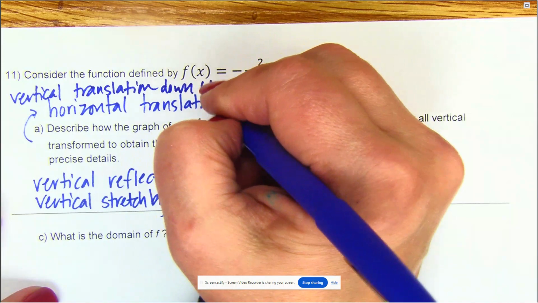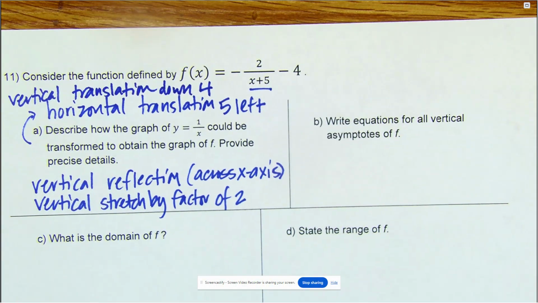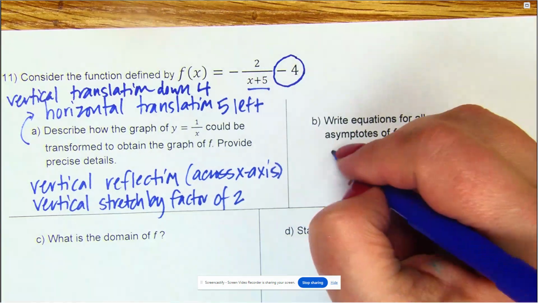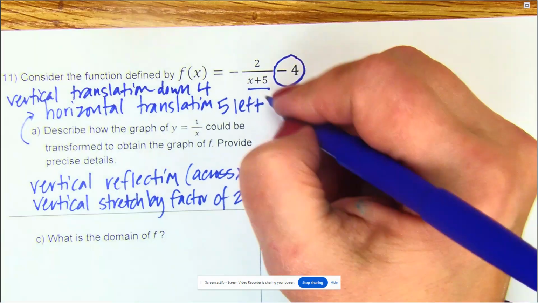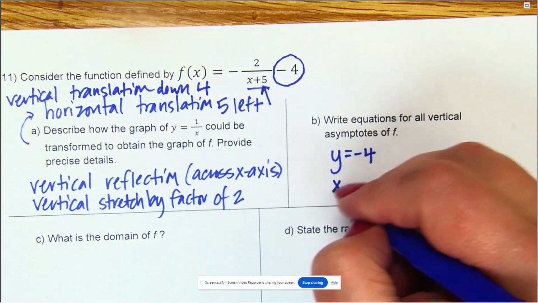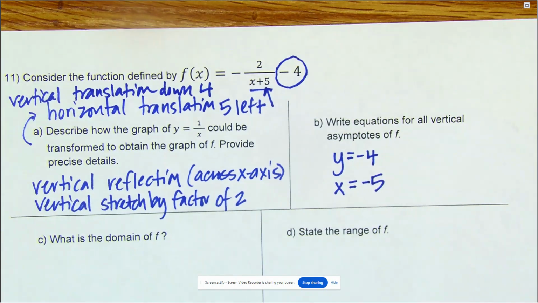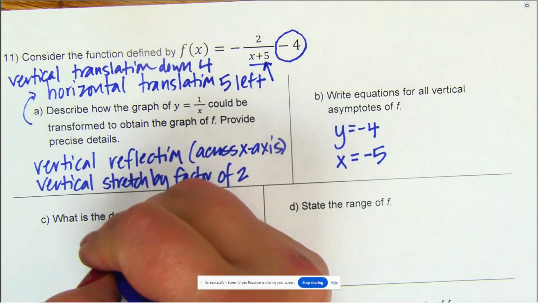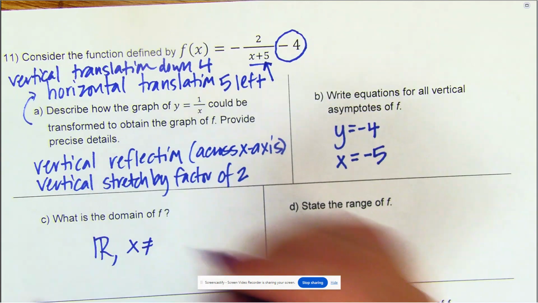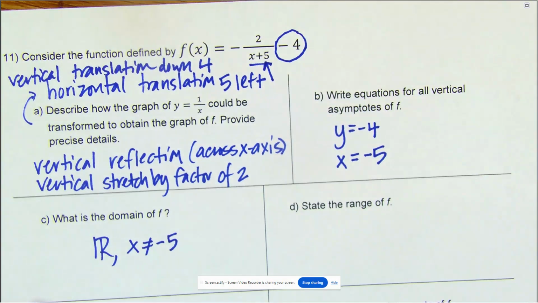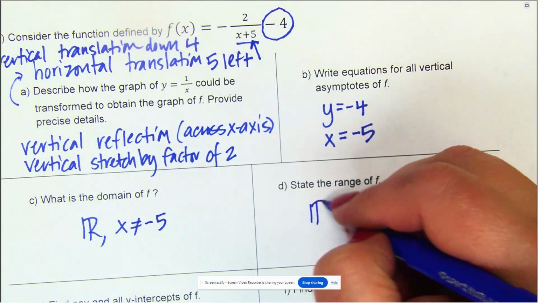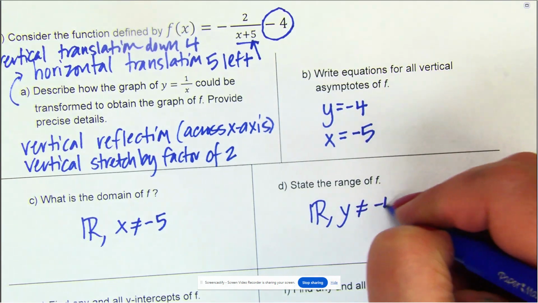down 4. So the asymptotes are created here. This one creates the horizontal. That's y equals -4. And this one creates the vertical. X equals -5. So the domain is left and right, right? This is causing the problem. It's all reals. X cannot be where that vertical asymptote is. The range, this causes the problem for the range. All reals, y cannot be -4.